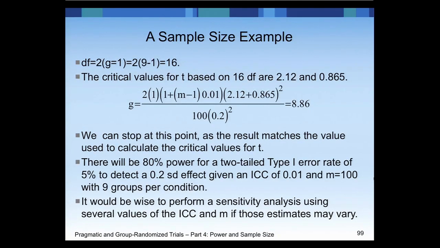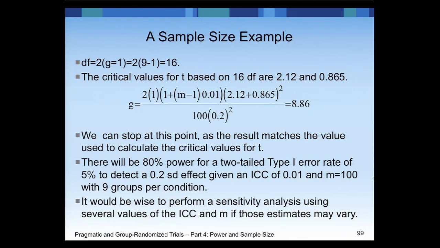Now we can drop 9 into our formula for degrees of freedom. We get 16. We look up the critical values of t there, 2.12 and 0.865. Drop those in, do the math, we get 8.86. We can round up, we're at 9 again. At this point we can stop, because the value that we're getting out of this calculation, 9, is the same value that we use to calculate the degrees of freedom and the critical values for t. So now the critical values using the expression are consistent with, or concordant with, the result that we're getting.